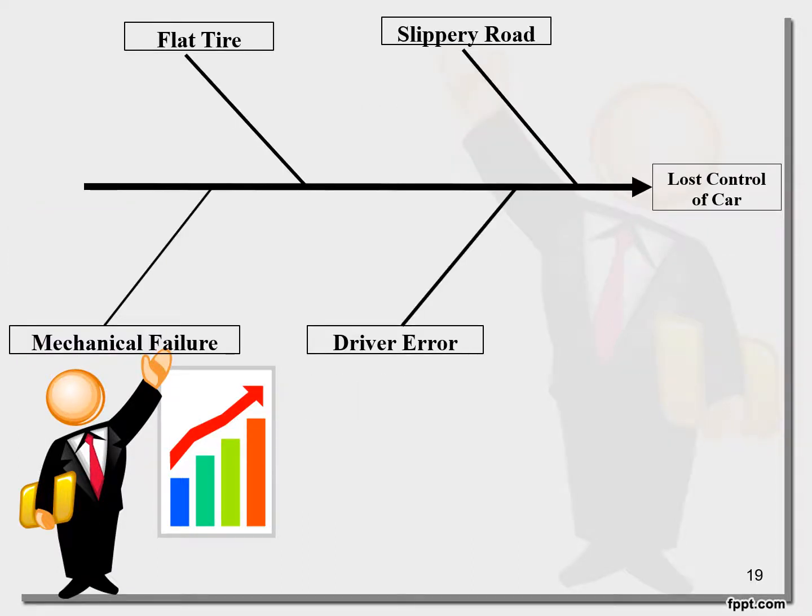This is a simple example of a cause-effect diagram, in which the problem is lost control of car. The general categories for causes are slippery road, flat tire, mechanical failure, and driver errors.